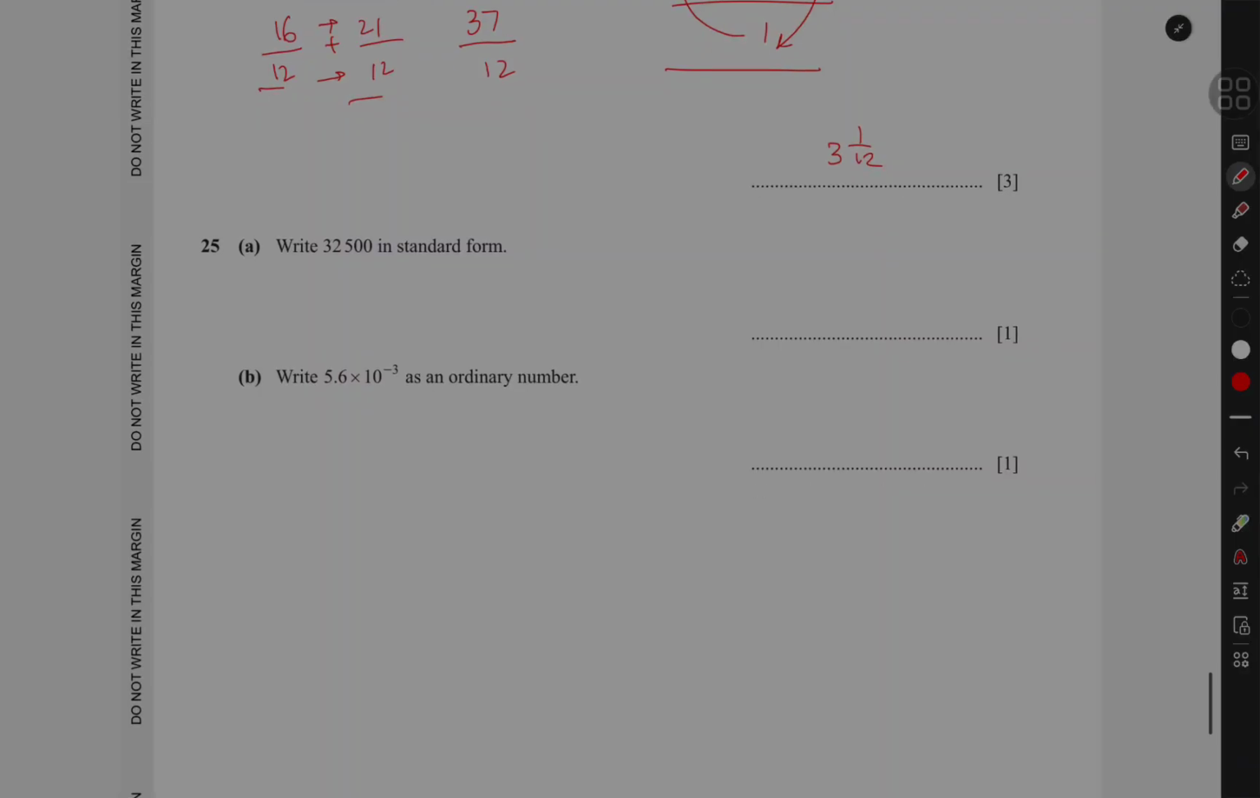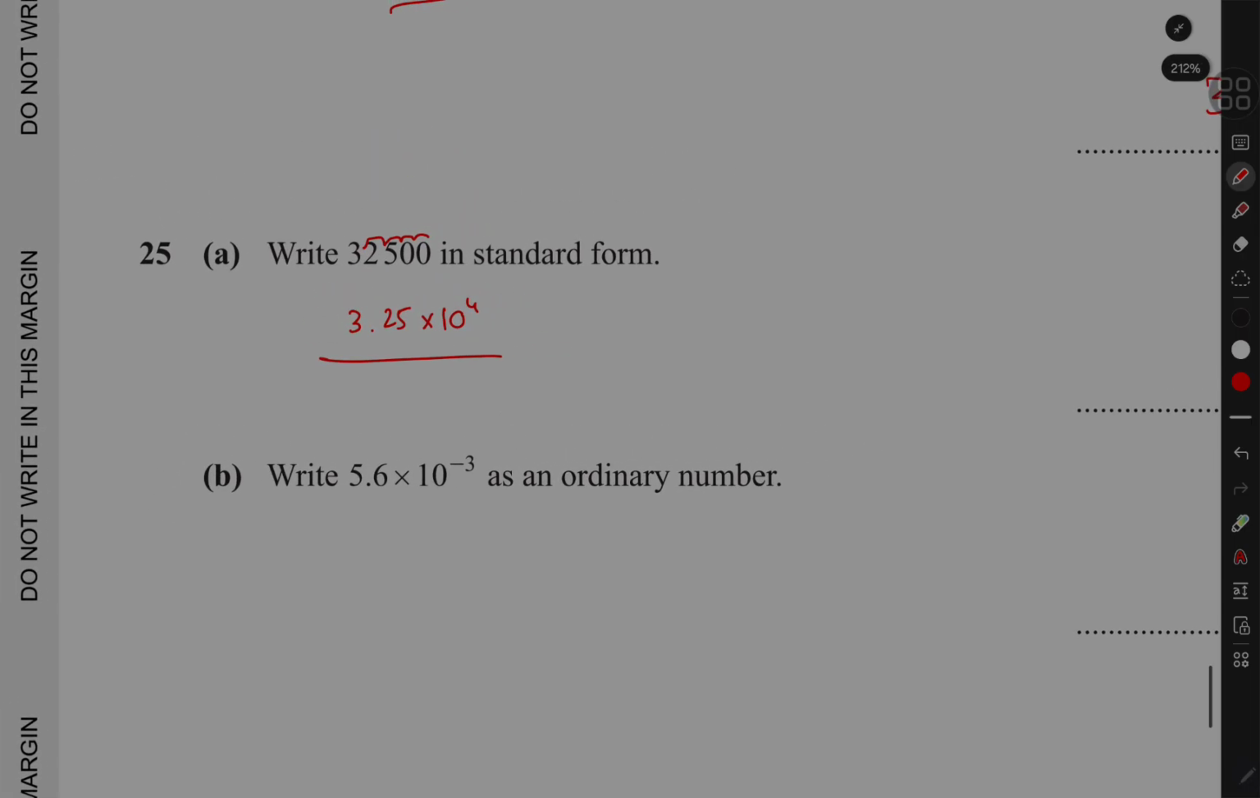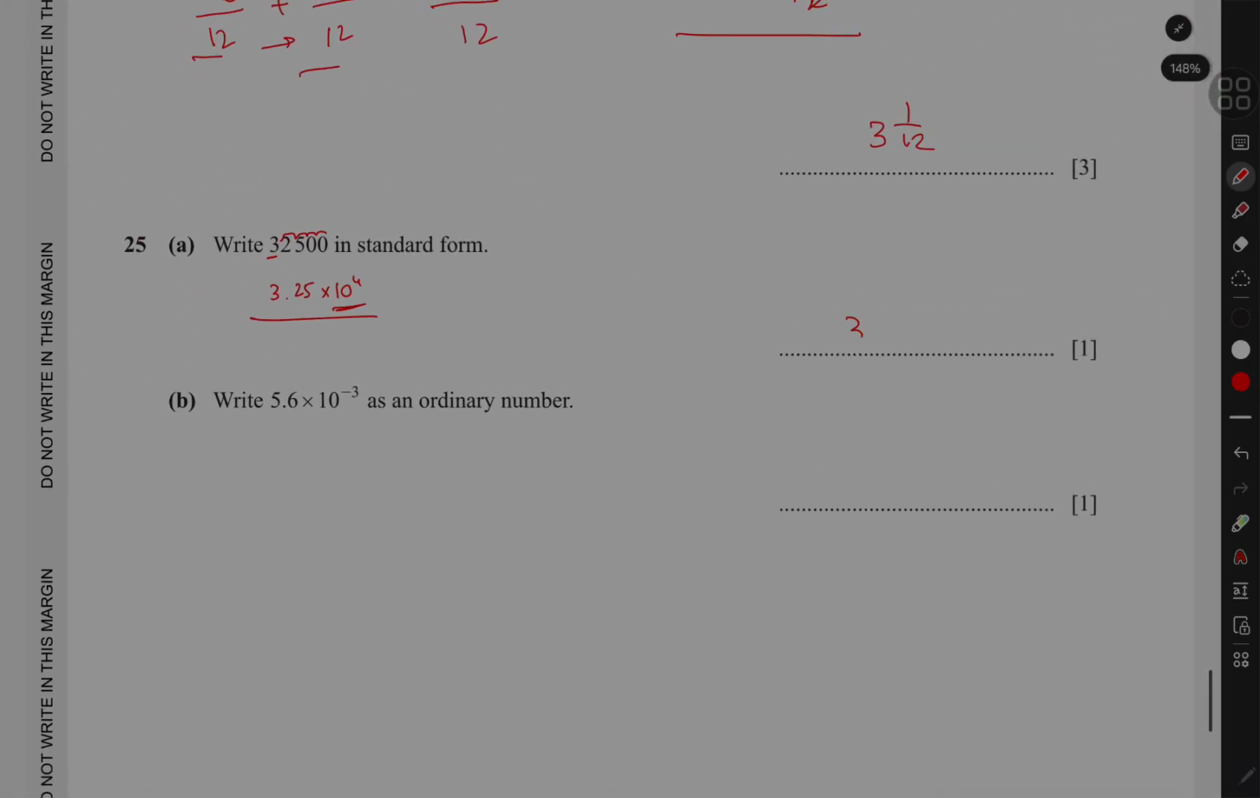Question 26. Write 32,500 in standard form. So that would be 1, 2, 3, 4. So 3.25 multiplied by 10 raised to the power 4. That's how I write everything. You just bring the decimal place after the first significant figure and just write 10 raised to the power of the number. So 3.25 multiplied by 10 raised to the power 4.